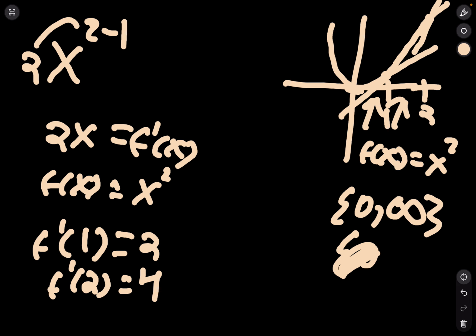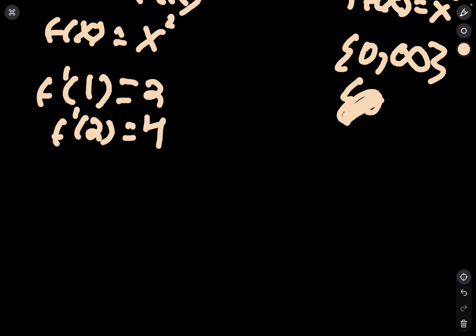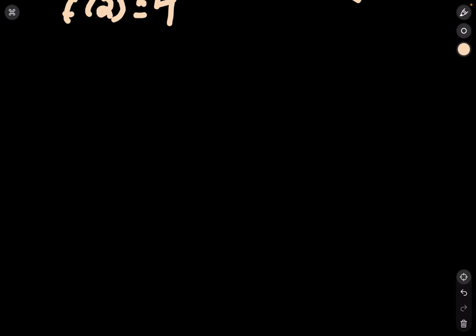But for these higher order functions, they have equations that have different slopes at different points of the graph. And what do I mean by that? Well, let's look at another example. Let's look at x to the third.